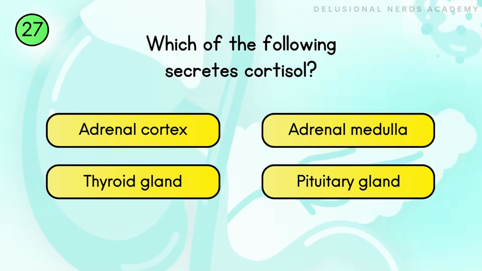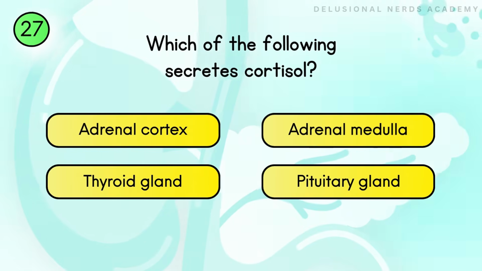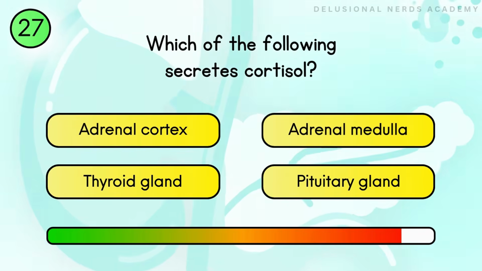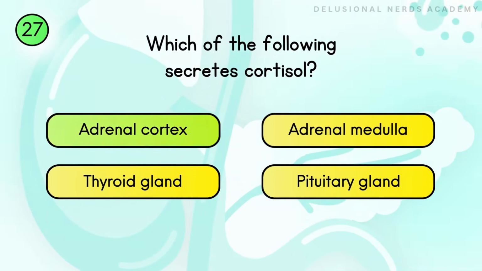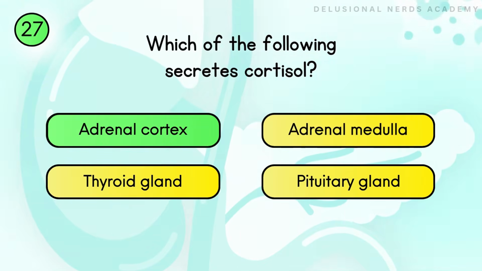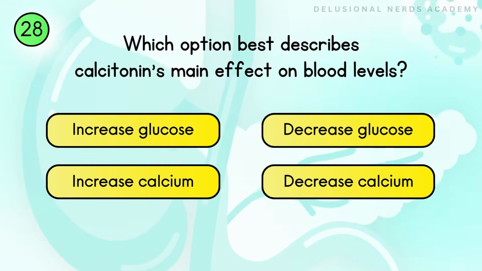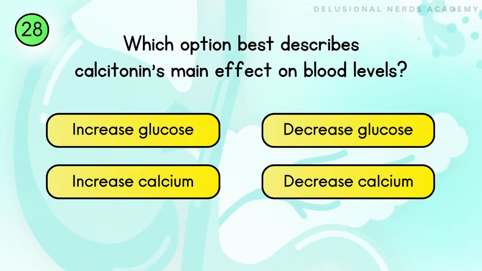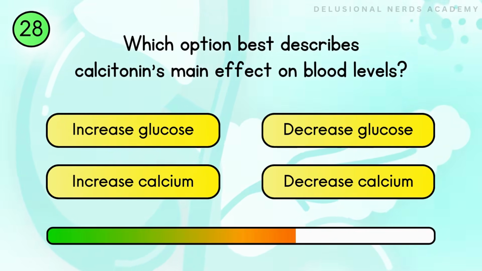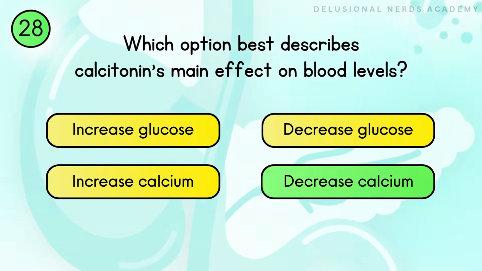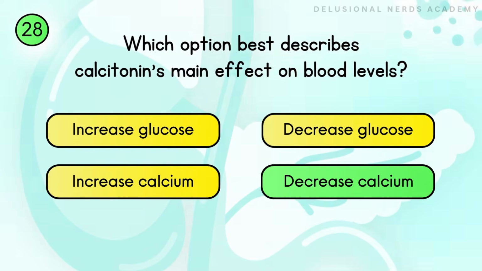Which of the following secretes cortisol? Cortisol is a steroid hormone, and it comes from the adrenal cortex. Which option best describes calcitonin's main effect on blood levels? Calcitonin promotes calcium deposition in bones, which lowers blood calcium.